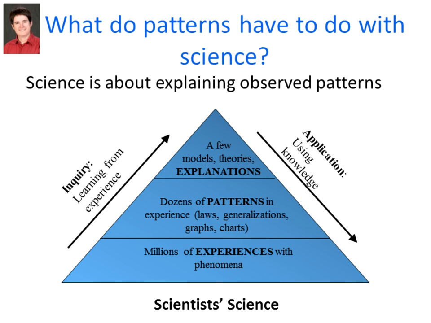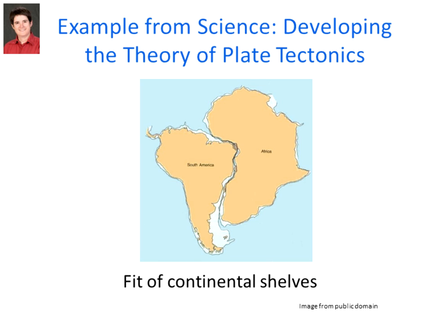So we'll be using this triangle today to help us think about patterns as we take a look at how scientists think about patterns and really the role that patterns play in helping us develop the theories and models and explanations that are at the top of this triangle. So let's take an example. One example that I like to use and talk about is developing the theory of plate tectonics.